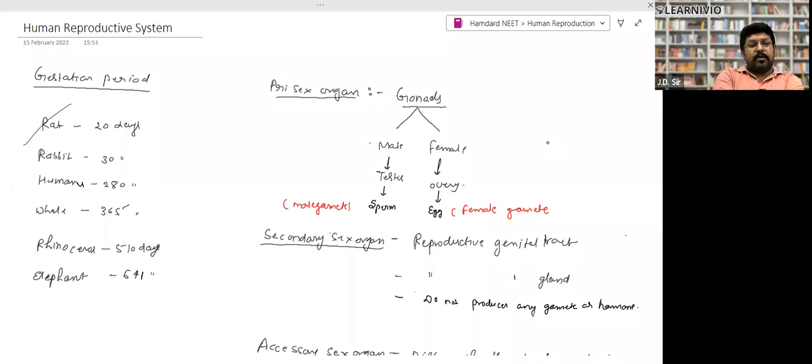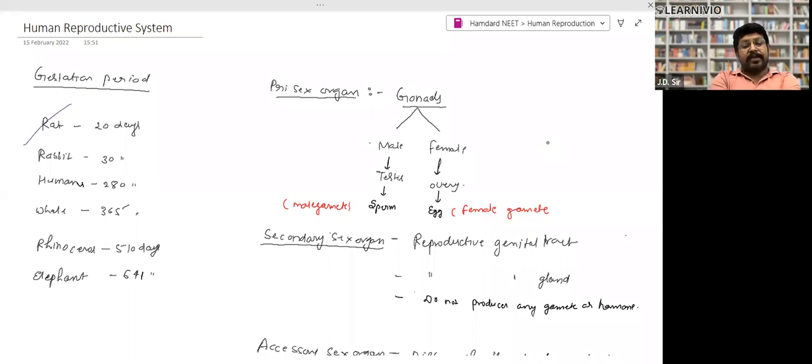So basically, the primary sex organs are those only which produce the gamete. The gonads are called primary sex organs, male gonads and female gonads. Male gonads are testis and female gonads are ovary. Testis produces the sperm and ovary produces the egg. The sperm is the male gamete and the egg is the female gamete.